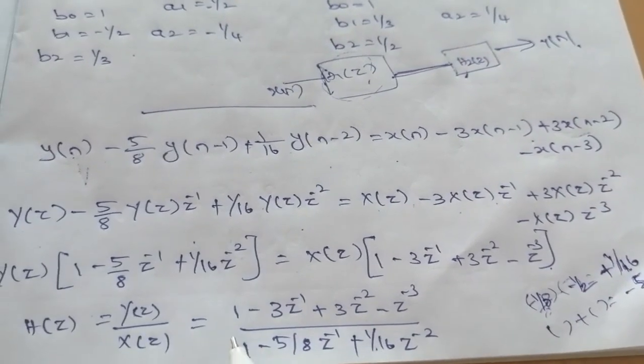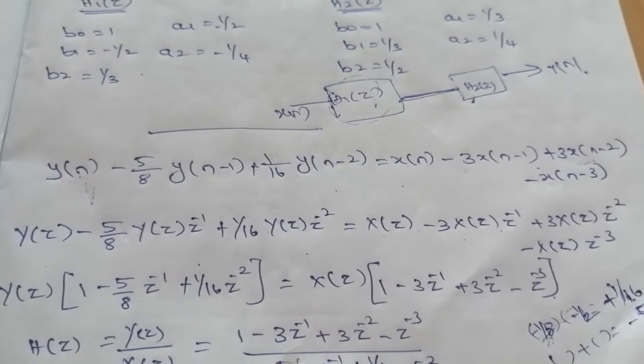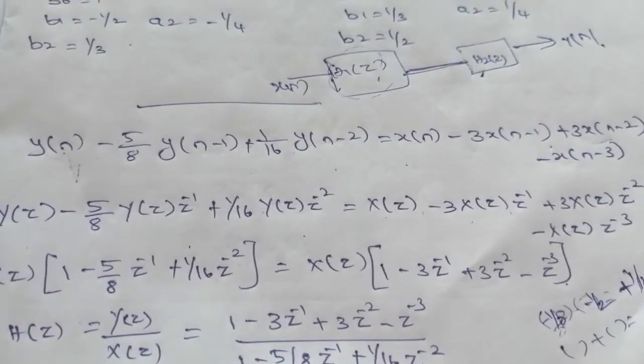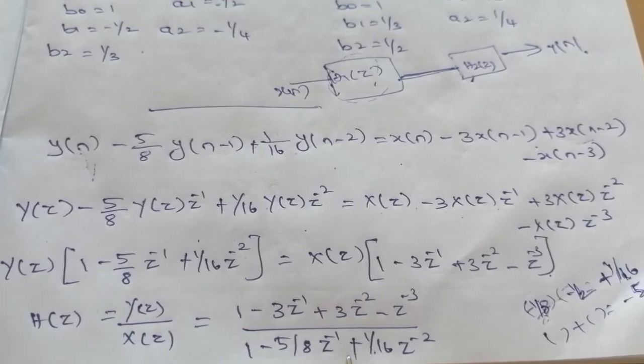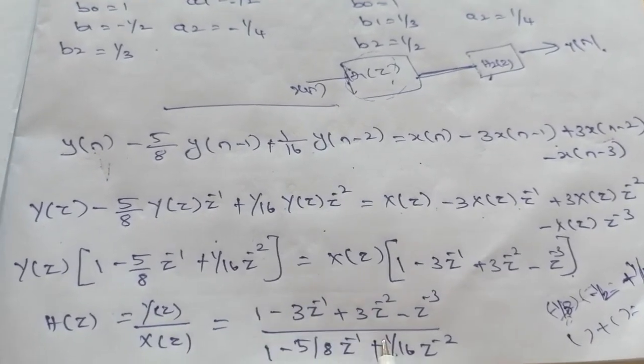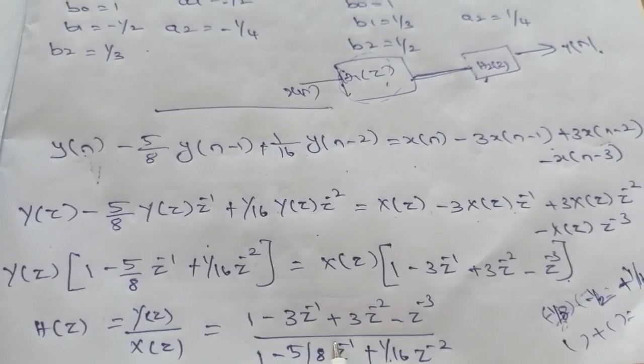By using these two roots we have to separate this term into two functions, that is h1 of z and h2 of z, right? So likewise you have to use the partial fraction method for drawing the parallel structure. Okay.